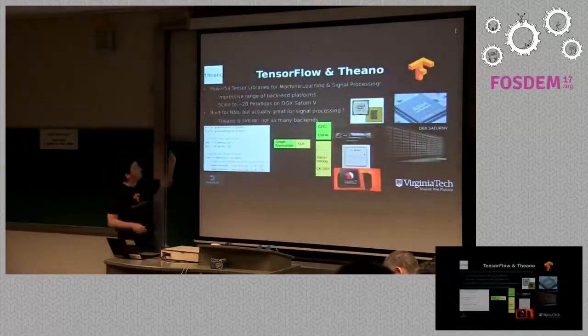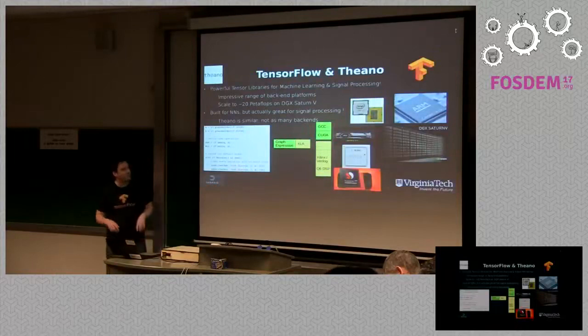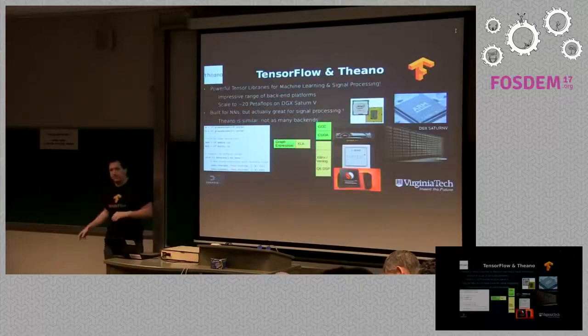Two of these architectures are Theano and TensorFlow. Theano was around first and pioneered this, and then Google secretly rewrote it internally and eventually released it to the world, and now they're both very popular.